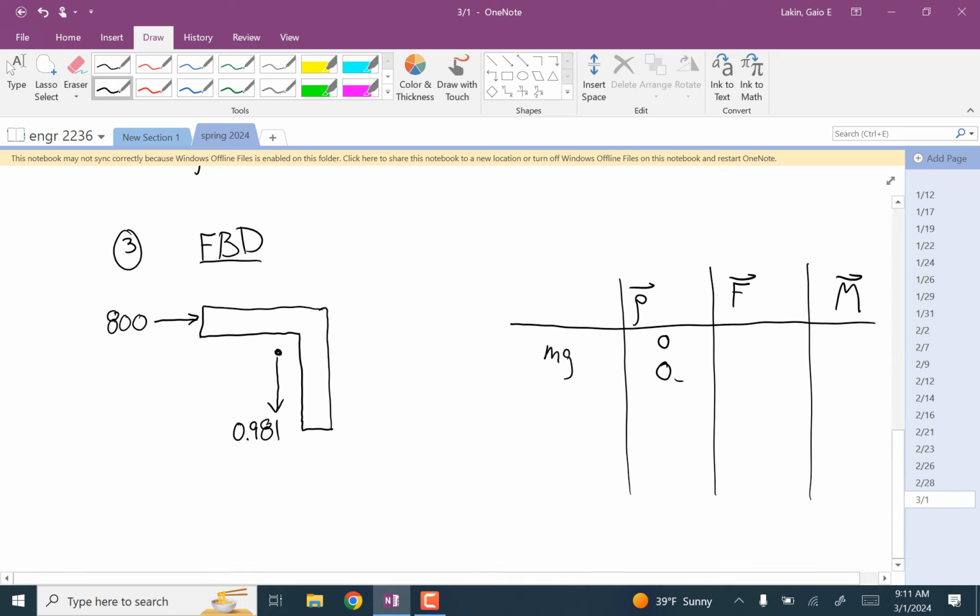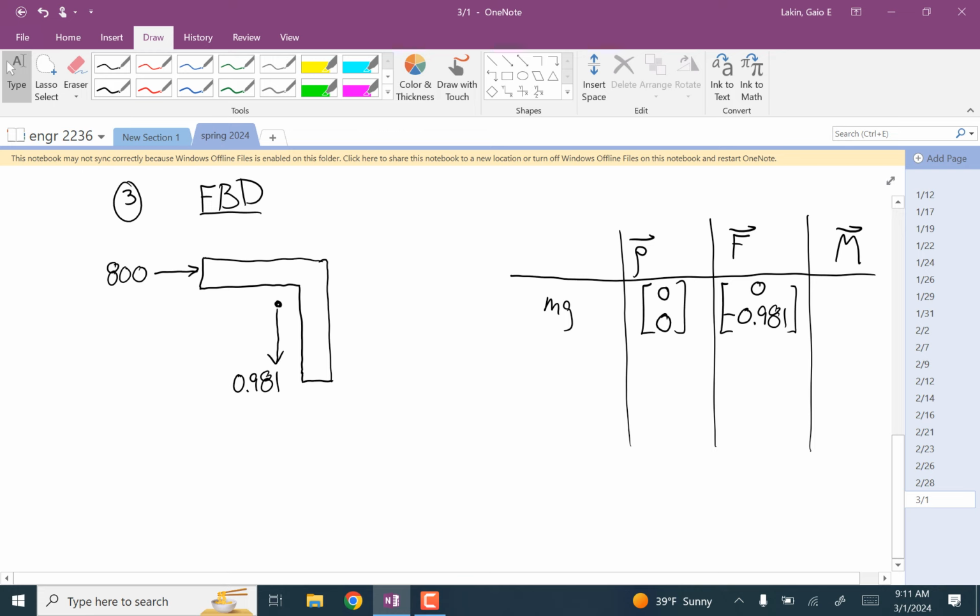And the force vector is 0, negative 0.981. That's pretty small, that's not going to have much of an effect compared to the contact force. And then the moment about the z-axis is 0. But now we have to do the 800, and that's more of a pain.